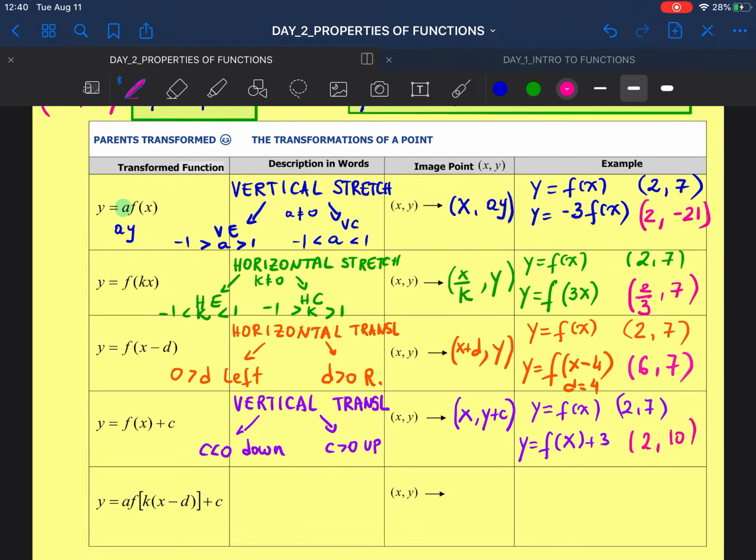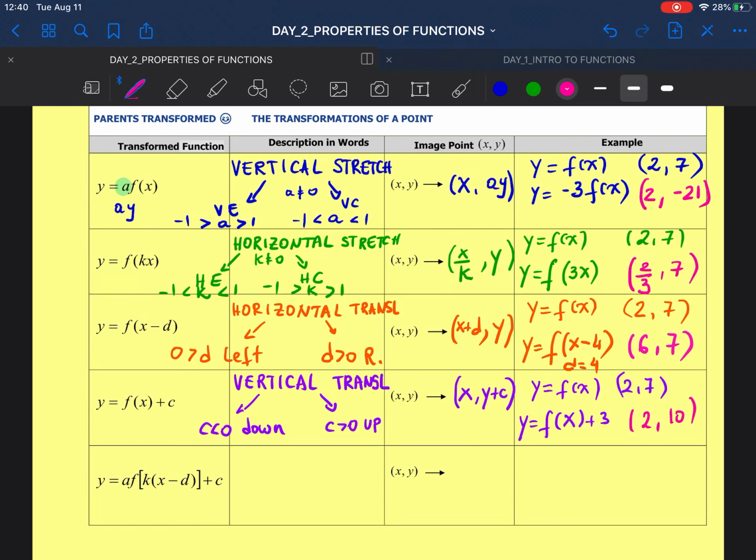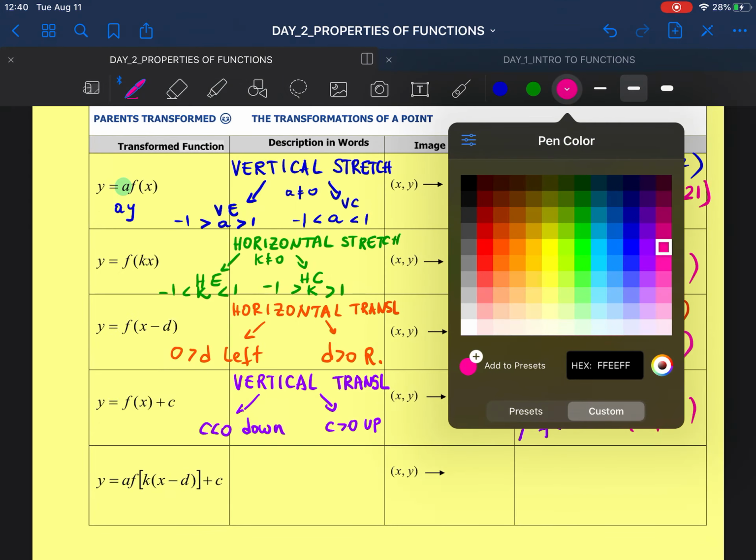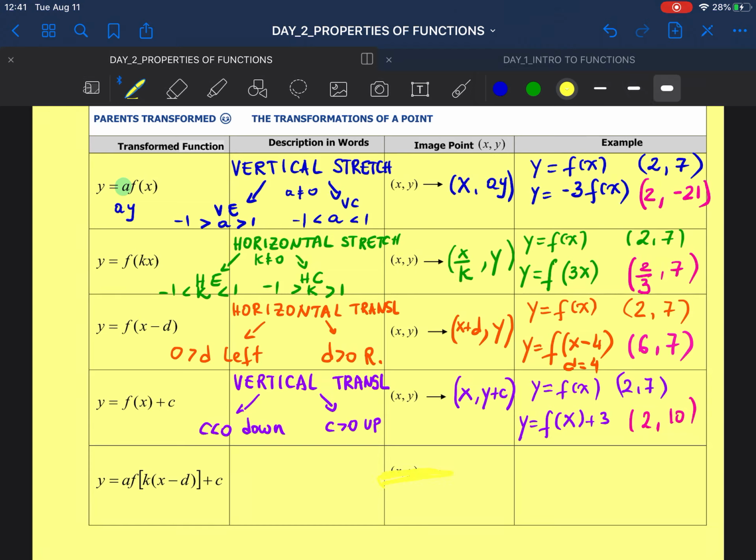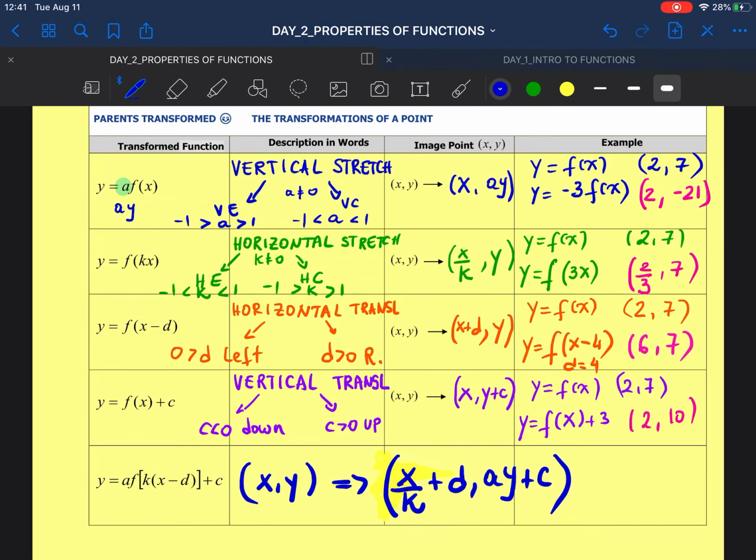Now, this is what happens when we apply each transformation separately. What if we apply the transformations all in one step? So the point with coordinates x and y in this case would be, give me 1 second, and I am going to give us a little bit more room to complete this. So we are going to say that the point will change from x, y to, remember that x is affected by the coefficient k, so x over k plus d, and the y coordinate will be a y plus c.